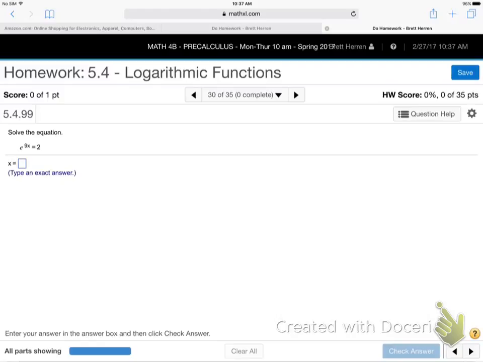Here's where we see what logs are really for. Real life, all the time, economic situations, engineering situations, banking, high finance, architecture, they need to solve equations like that. It's a real life necessary thing for those kind of professionals. So you got to solve something like that. You got to get x alone. How are you going to do it?